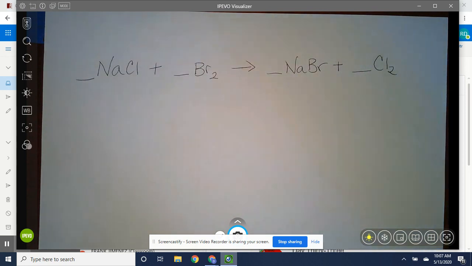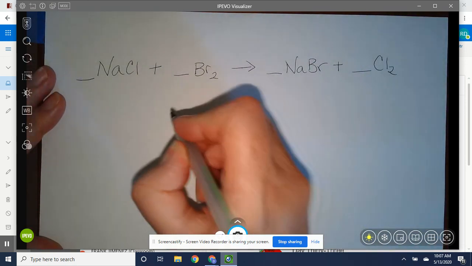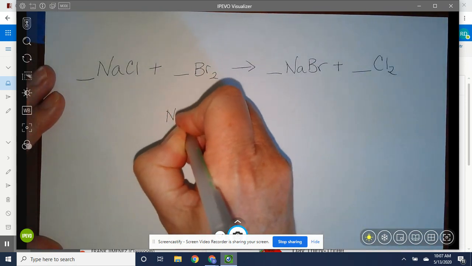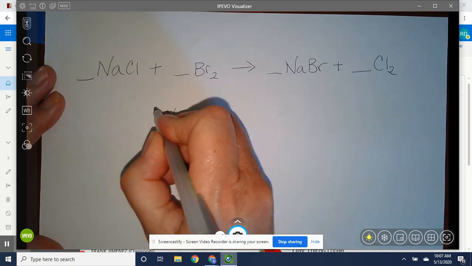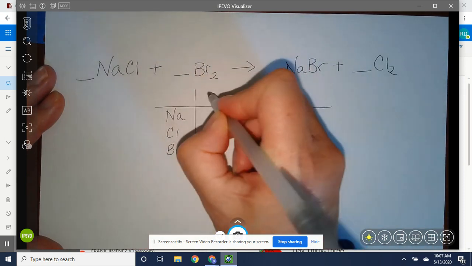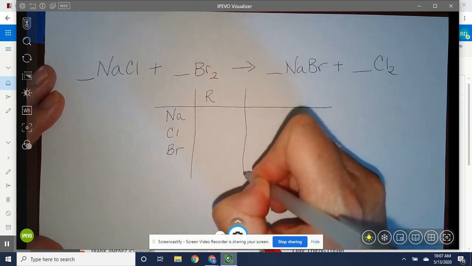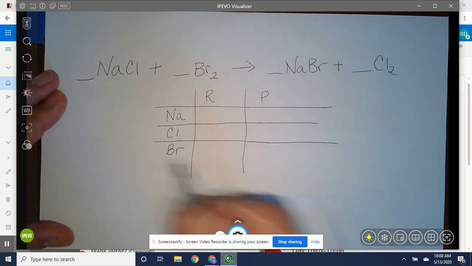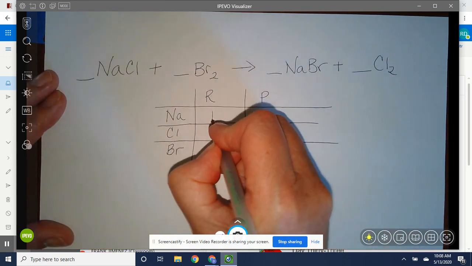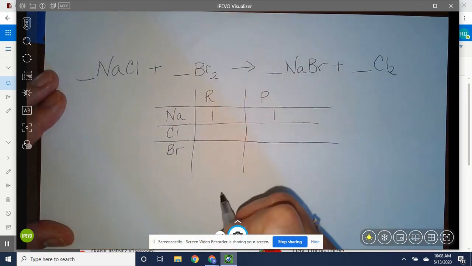Chart method. I had explained the chemical reaction. We talked about all of that. So let's get started. When you're using the chart method, you're going to make a chart that lists all of the elements that are in the chemical reaction. We are then going to count how many are on the reactant side and how many are on the product side.